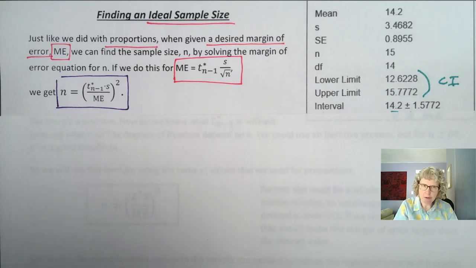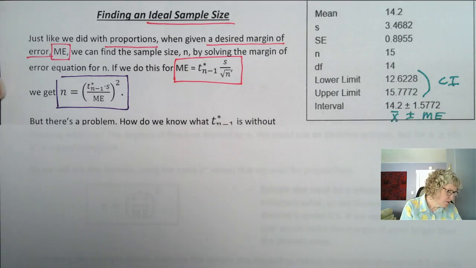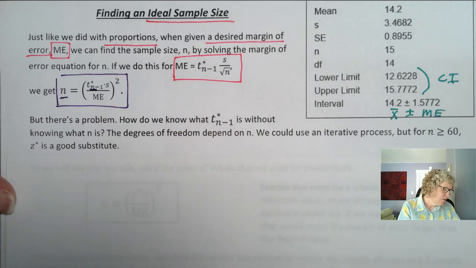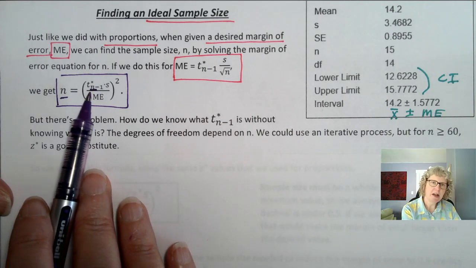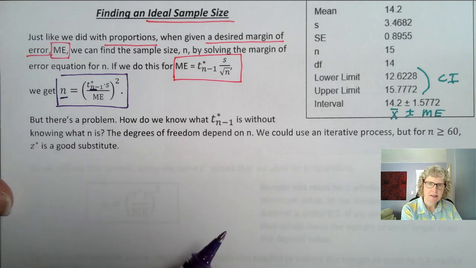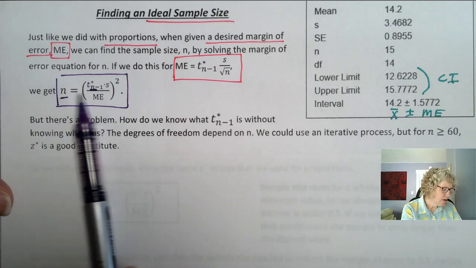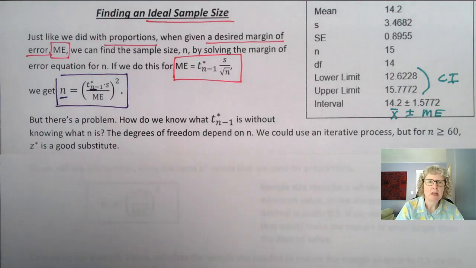Now, there is a bit of a problem with this formula that you might recognize. See the n on both sides? The problem is we don't know what t star n minus 1 is without knowing n. We could use an iterative process where we try something and then adjust as we go, but that's more complicated than I would like it to be. So what we're going to do is actually use z star instead of t star. We're going to go back to the z stars we know from proportions.